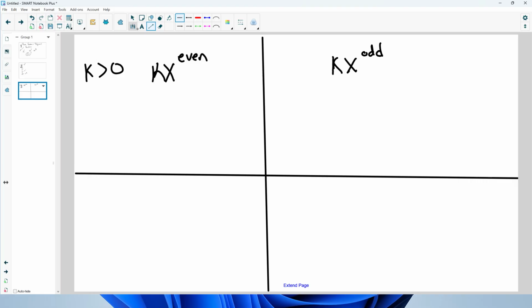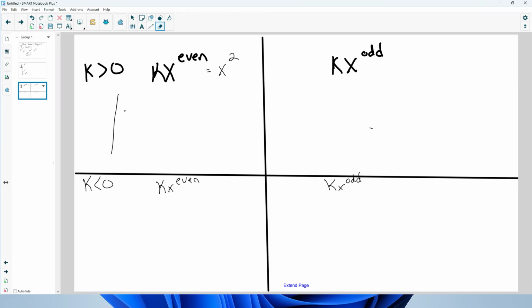But then we're going to do the same exact thing with k x to the even and k x to the odd, but in this case k is less than 0, so it's negative. And we just have to deal with these. What is k x to the even? Let's take the idea of x squared. What does this look like? Hopefully we know what this is.